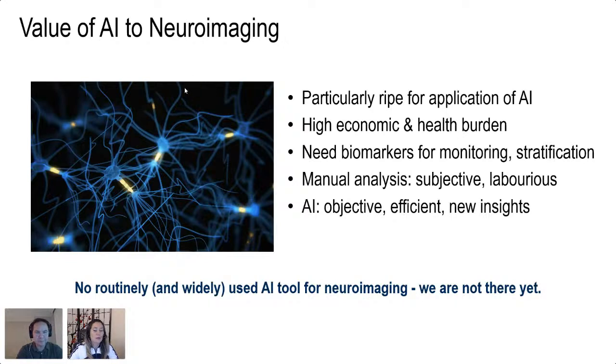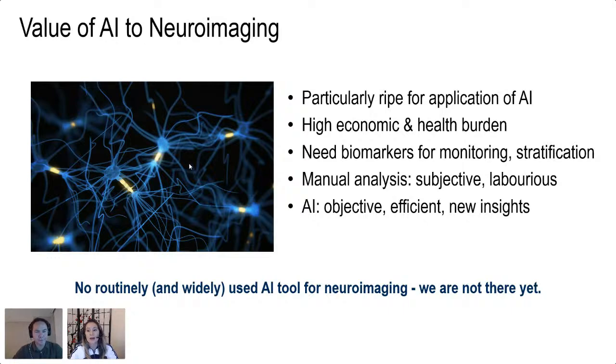Neuroimaging is particularly ripe for the application of AI, and that's largely because neurodegeneration and neurodegenerative disease has a high economic and health burden on healthcare systems. And so we need biomarkers for monitoring and stratification of patients. And to do this manually takes a long time. It's laborious and it's subjective. So now we can start to leverage AI tools for the objective, efficient analysis of disease and neurodegeneration. And that can also lead to new insights.